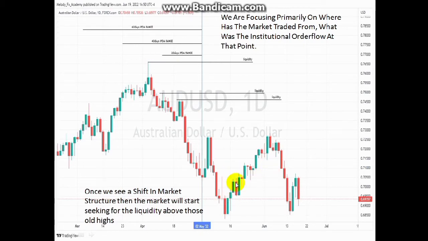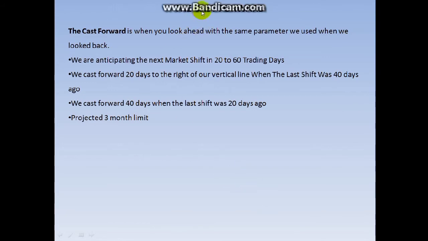Okay, we're going to explain it deeper as we go further. Now we're going to talk about the cast forward. The cast forward is when you look ahead with the same parameter we used when we looked back. So what are we doing with the cast forward? We are anticipating the next market shift in 20 to 60 trading days.